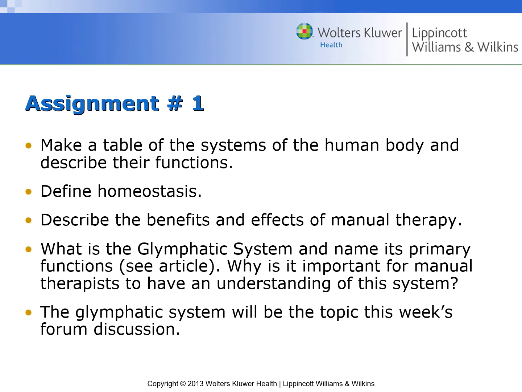Okay, so we've reached the end of our lecture, and for this first assignment, assignment number 1, I'd like you to make a table of the systems of the human body and describe their functions. You're also going to describe or define homeostasis. You're going to describe the benefits and effects of manual therapy. And you're also going to discuss the lymphatic system and name its primary functions. You will get the information about the lymphatic system in the article that would have been sent to you.